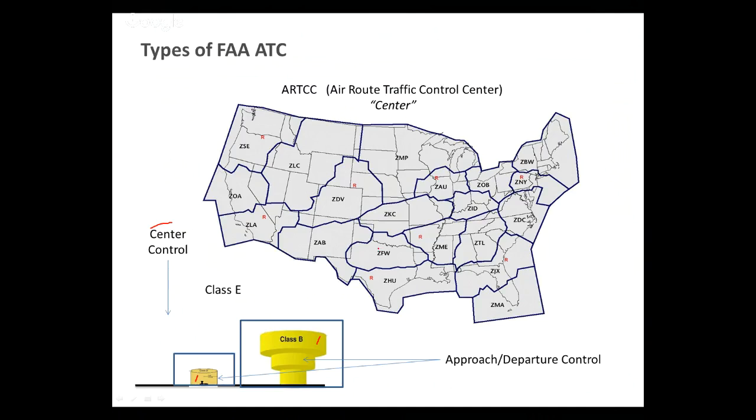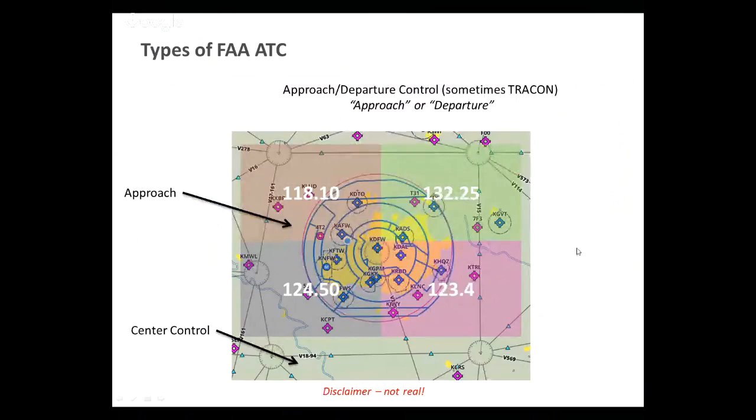So as you go on your cross countries, when you leave the approach departure control jurisdiction, you will be within the Air Route Traffic Control Center, or the center's jurisdiction. The approach departure control is the next level down, and they have jurisdiction over some of the country's busier terminal areas.